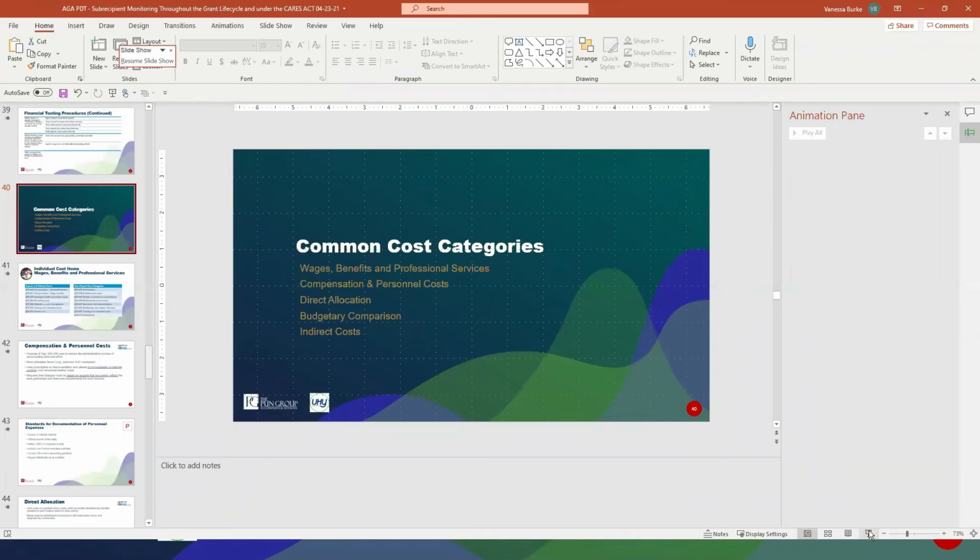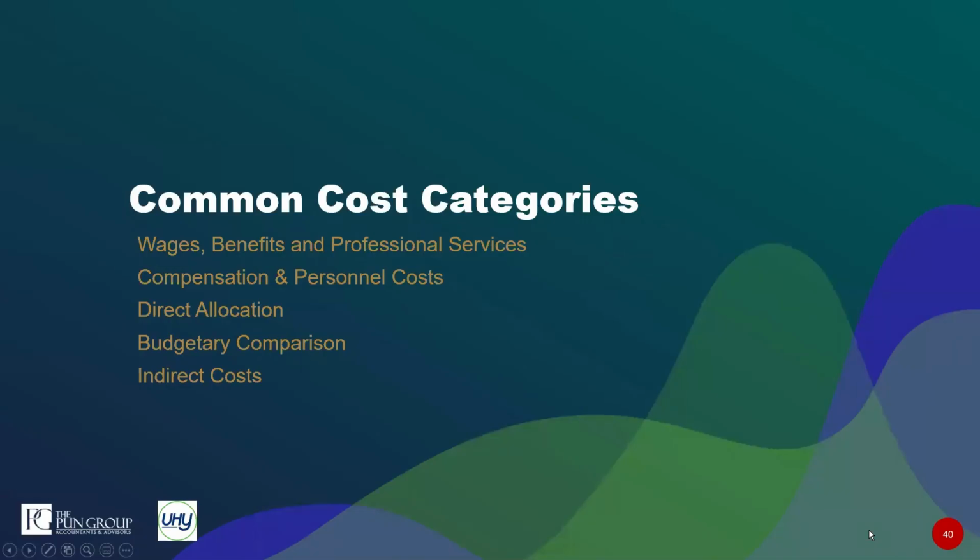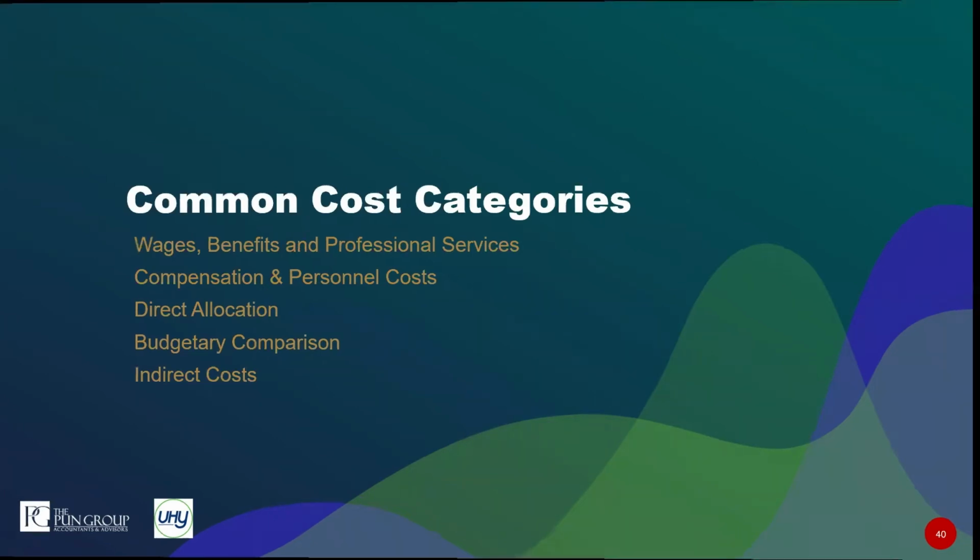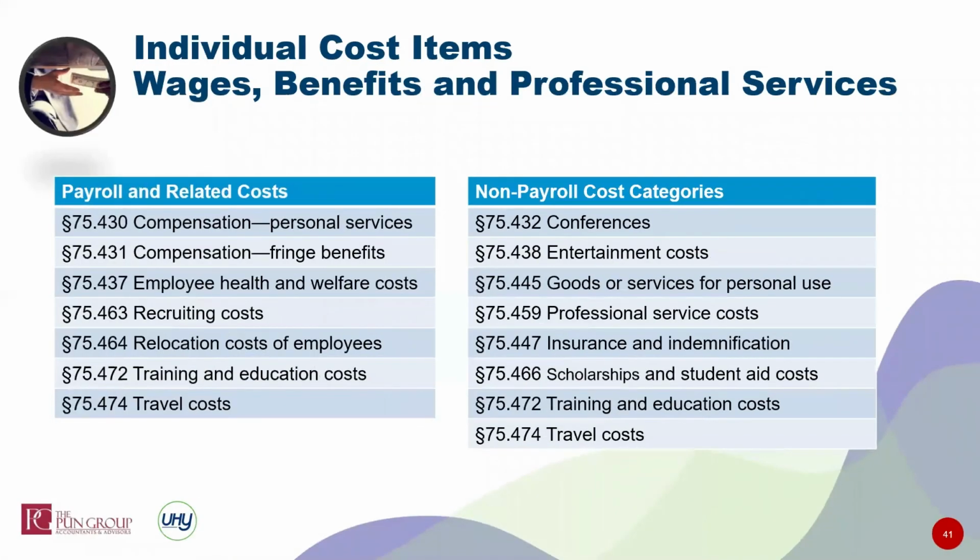So next, we're going to look at common cost categories, wages, benefits, professional services, compensation and personnel costs, which are generally the largest amounts being charged in most cases to grants, as well as direct allocation. Talk about budgetary comparison a little bit on indirect cost. So when we talk about individual cost items, wages, benefits, professional services, and other non-payroll cost categories, we usually break our testing down between payroll and related costs and non-payroll costs.